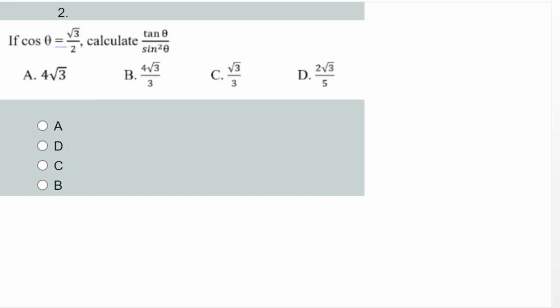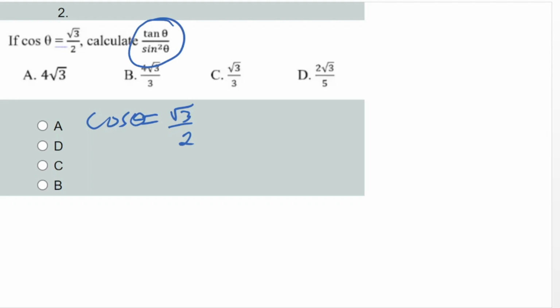So you still need to go back to the video and watch it several times for you to master the concept very well. Now this question 2: if cos theta is root 3 over 2, calculate tan theta divided by sine squared theta. So you're given cos theta equals root 3 over 2, and we are given a question on tan and sine. How do we do that?